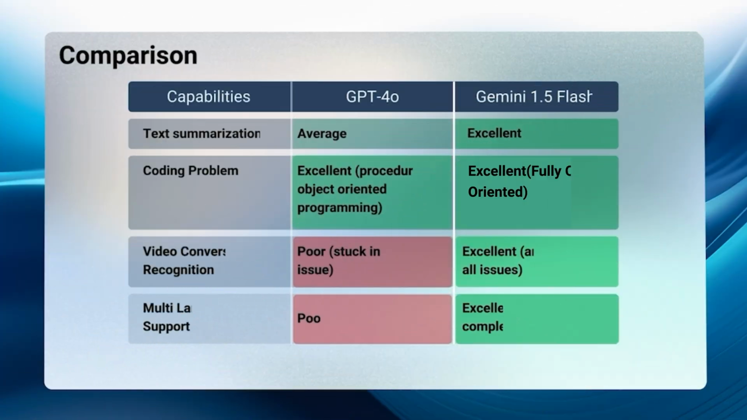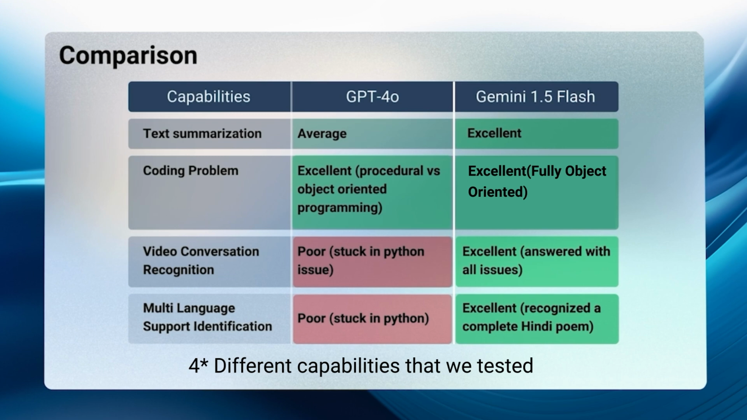Here is the final result. There are 5 different capabilities that we tested for both the models. On text summarization, GPT-4 did an average job. It identified some non-models in the transcripts. However, Gemini 1.5 did an excellent job, and all the models that had been announced were there.